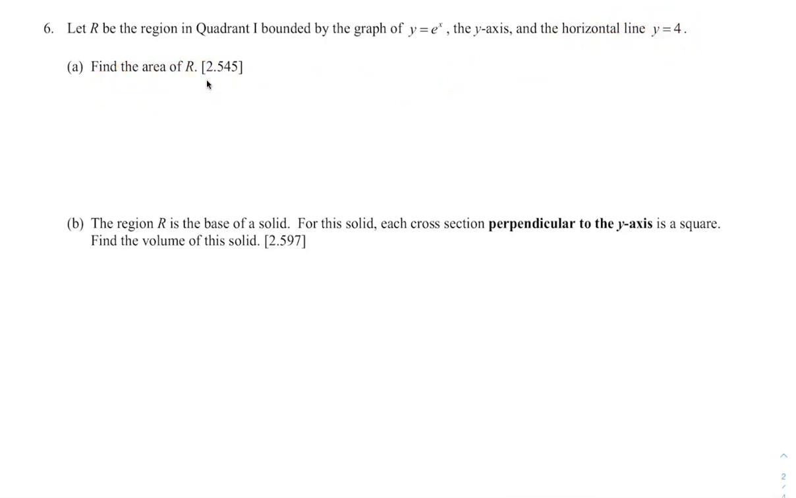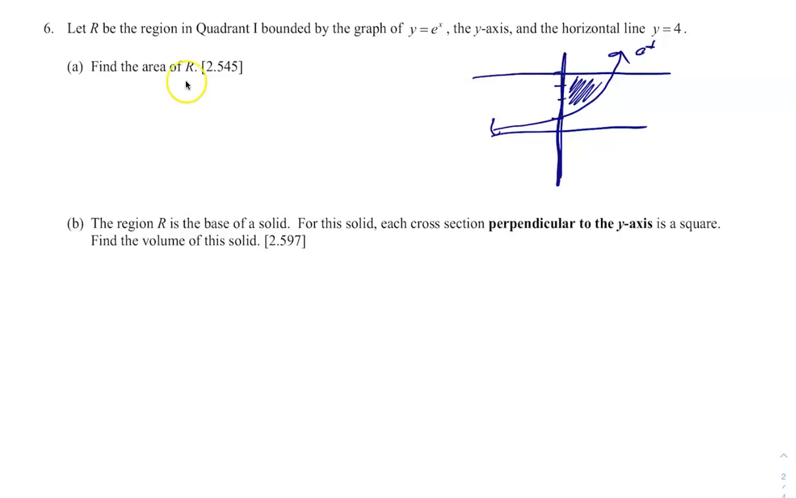So you have to draw this one out. e to the x looks like this. The line y equals 4, so that's 1, 2, 3, 4, looks like this. And quadrant 1, so right here. So this is kind of our shaded area, right there, in quadrant 1.